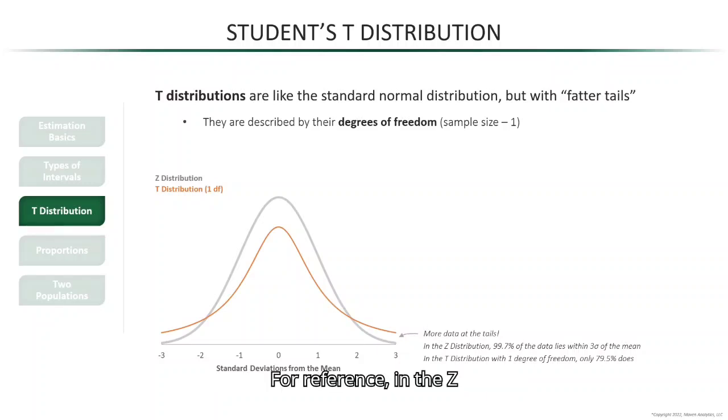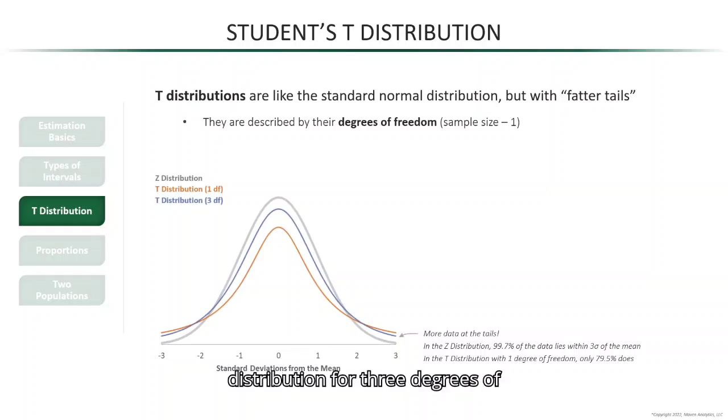For reference, in the z-distribution, 99.7% of the data lies within 3 standard deviations from the mean. We know this from the empirical rule by now. But in the t-distribution with 1 degree of freedom, however, only 79.5% of the data does. And the reason behind this is actually very logical. 1 degree of freedom in this case means a sample size of 2, so it is more probable to get a sample mean further away from the population mean than if you had a larger sample size. And we can see that illustrated here.